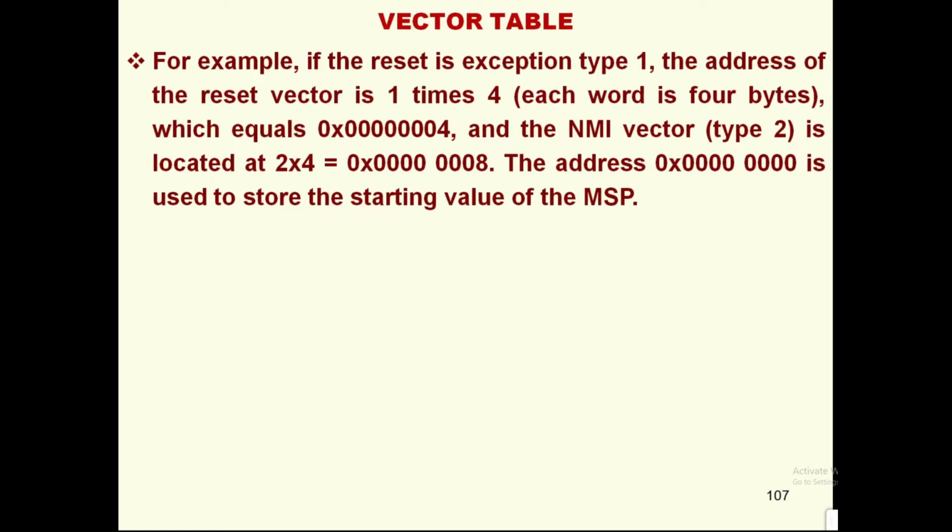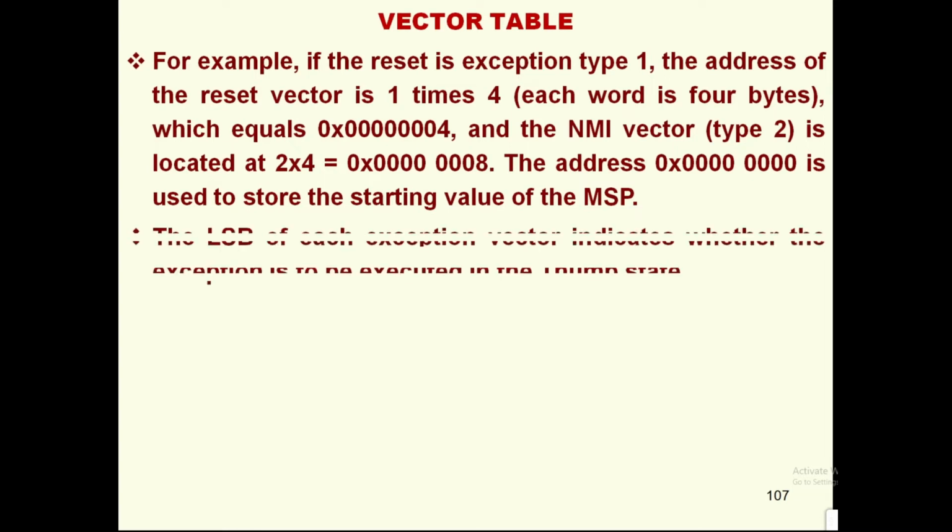For example, if the reset is exception type 1, the address of the reset vector is 1 times 4. Each word is 4 bytes, which equals 00000004. The non-maskable interrupt vector, which is type 2 interrupt, is located at the vector location 00000008. The address 0x00000000 is used to store the starting value of the main stack pointer.